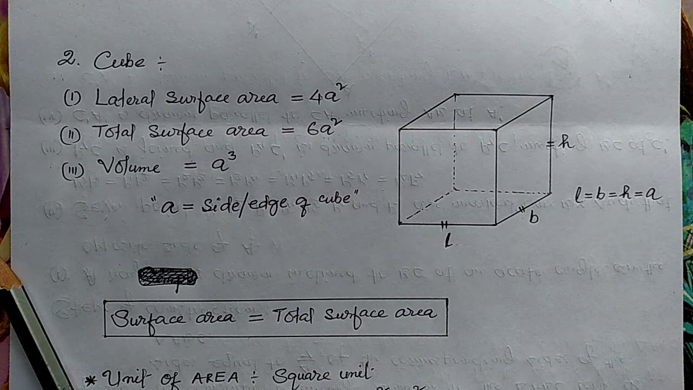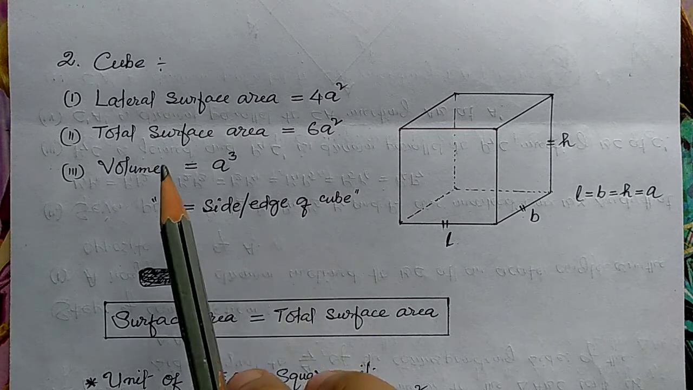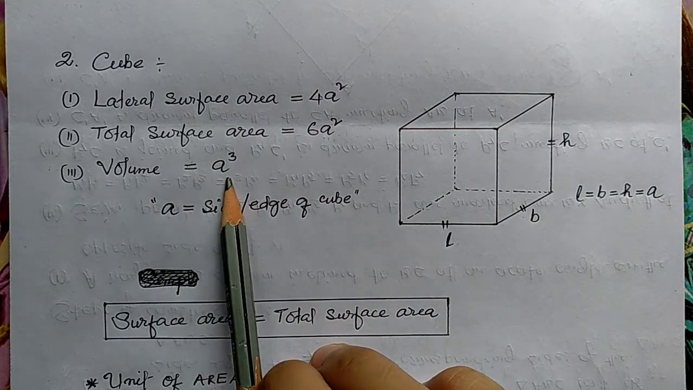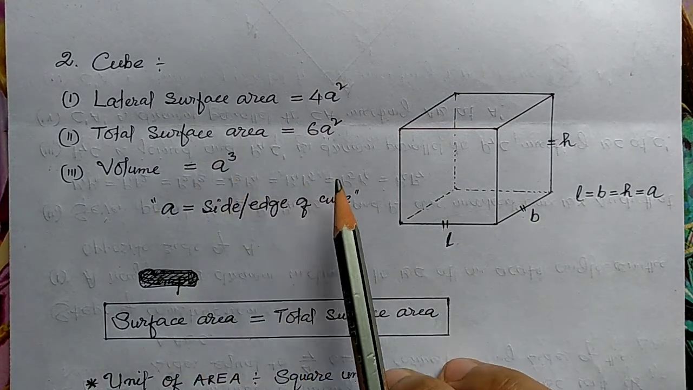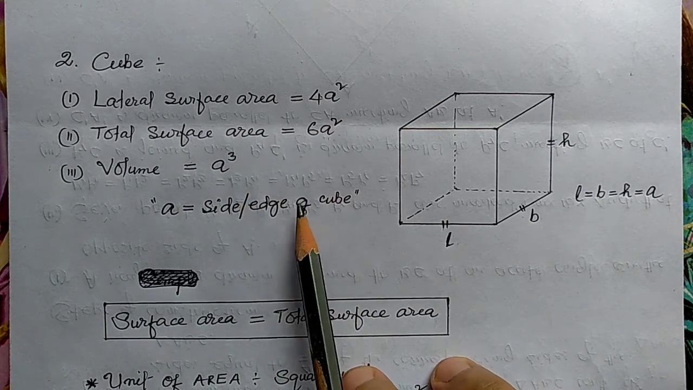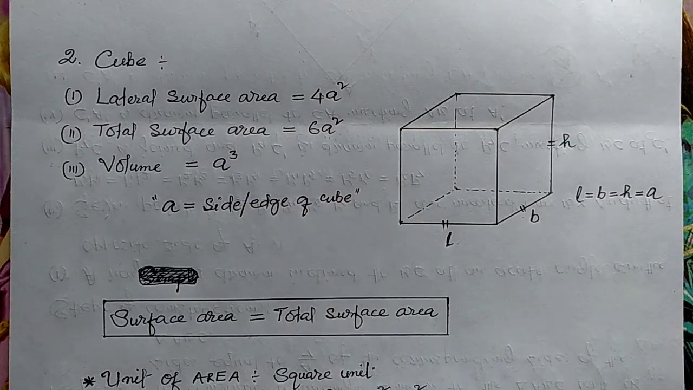Here too you exclude the bottom and top faces, then the surrounding 4 faces give the lateral surface area of the cube. And here you can see volume. If you want to find volume, it is a cube. We use here a to be the size or edge of the cube.